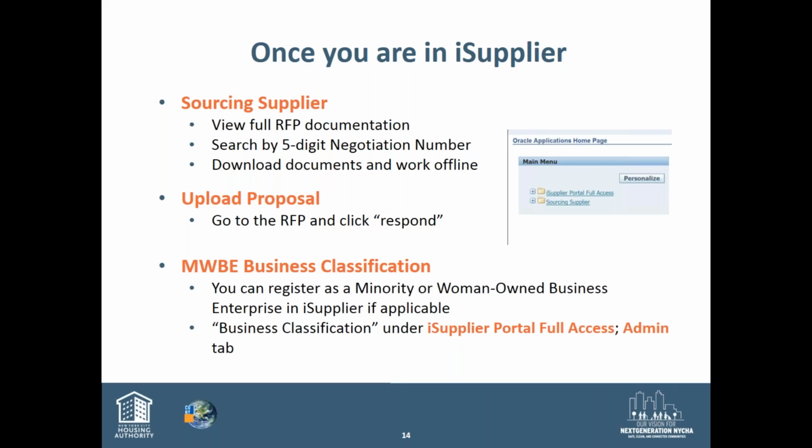When you are ready to make your proposal, you will once again go to the RFP in iSupplier's Sourcing Supplier folder. There will be an option to respond, and that will allow you to answer the required questions and upload your documents. Further details on how to upload your documents are available in the iSupplier Quick Guide on the NYCHA website. The iSupplier Portal Full Access tab will allow you to perform various administrative functions such as updating your contact information and commodities registration. Additionally, if you are a minority or woman-owned business enterprise, you may want to indicate that through iSupplier by going to the Admin tab and clicking Business Classification.